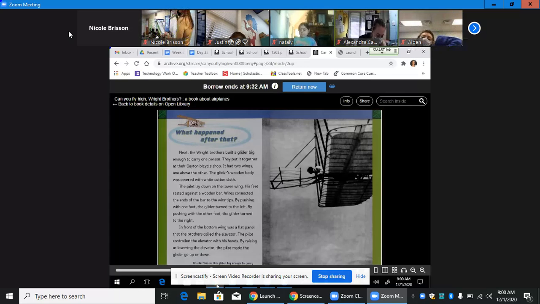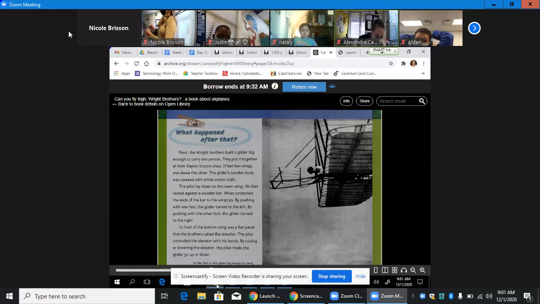It had two wings, one above the other. The glider's wooden body was covered with white cloth. So what was the glider made out of? Wood. Yeah, interesting. The pilot laid down on the lower wing, and you can see him right there laying down on the bottom wing.